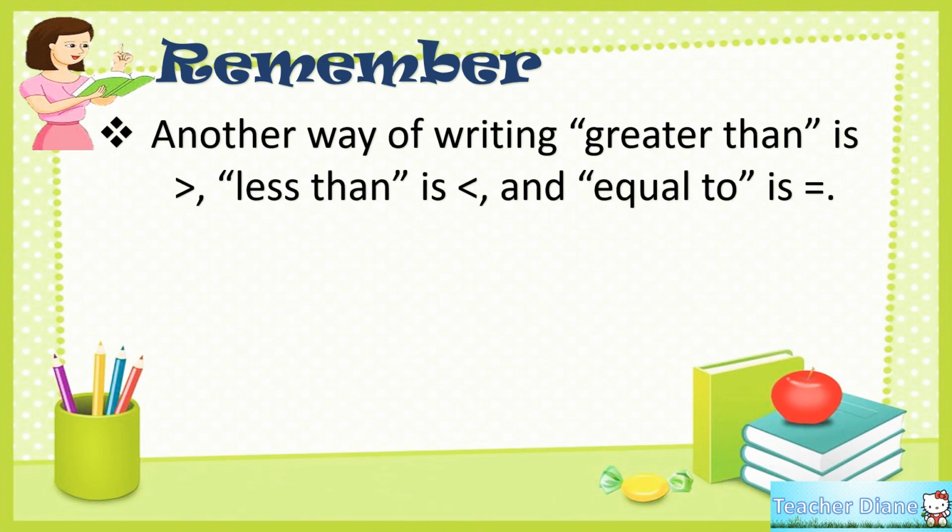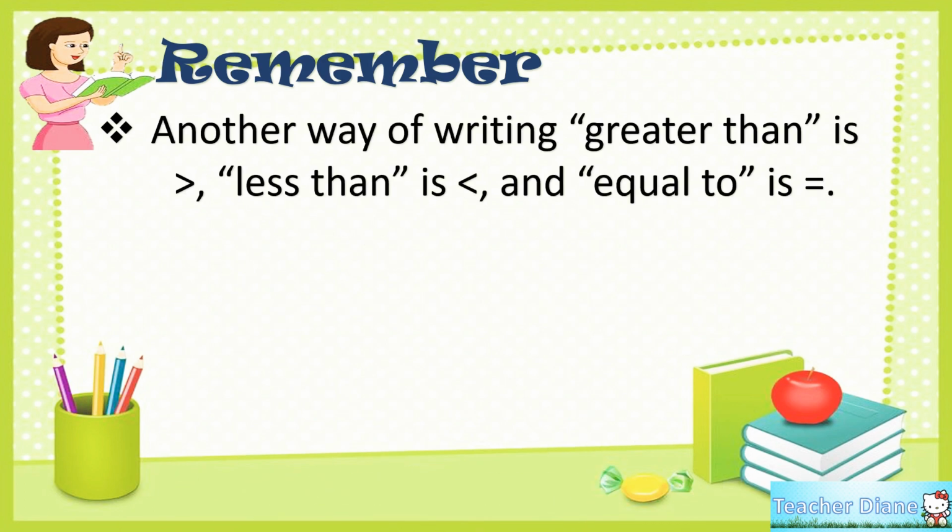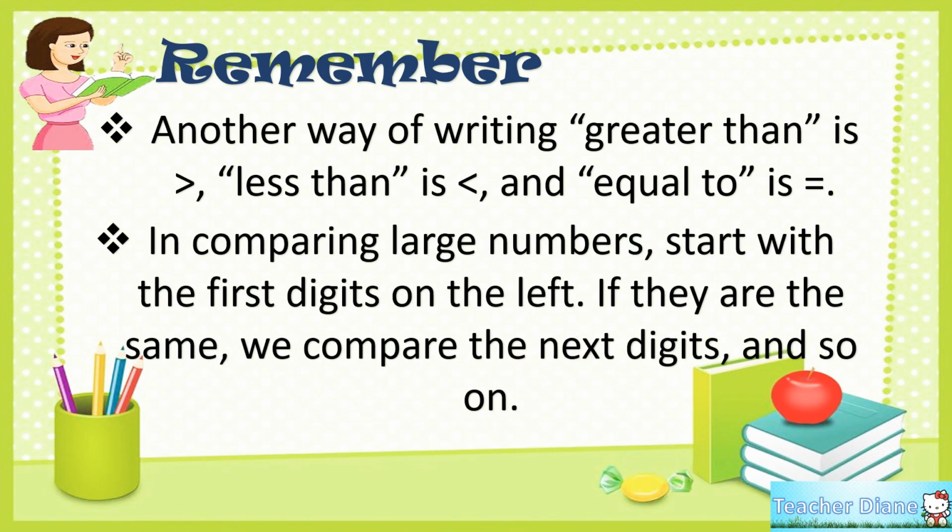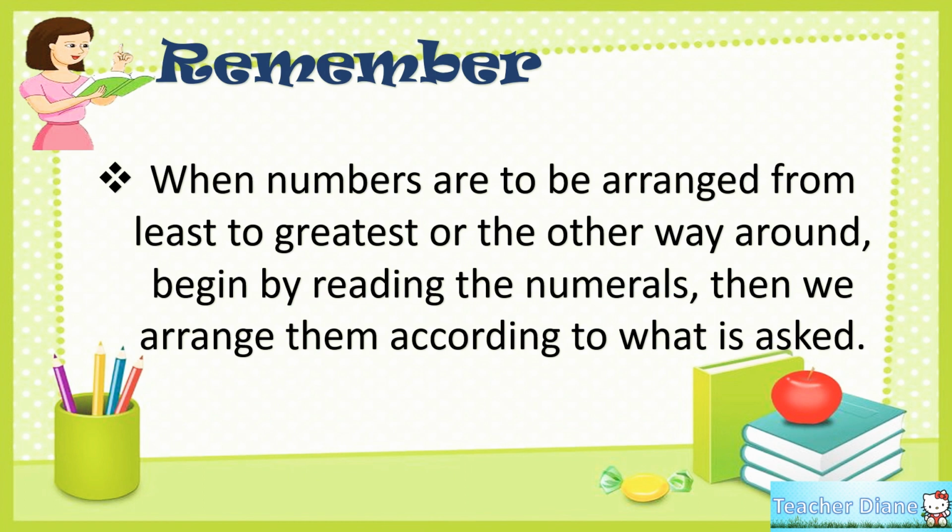Remember, another way of writing greater than, less than, and equal to is by using the symbols. In comparing large numbers, start with the first digits on the left. If they are the same, we compare the next digits and so on. When numbers are to be arranged from least to greatest, or the other way around, begin by reading the numbers.